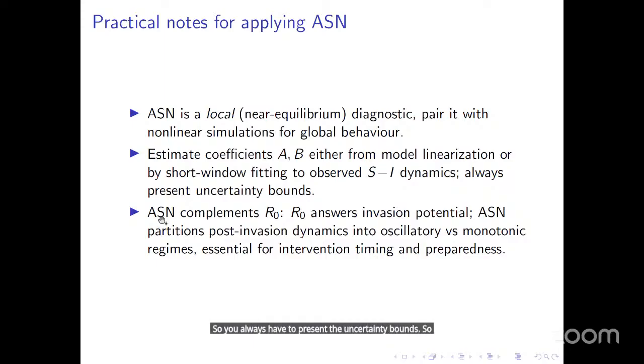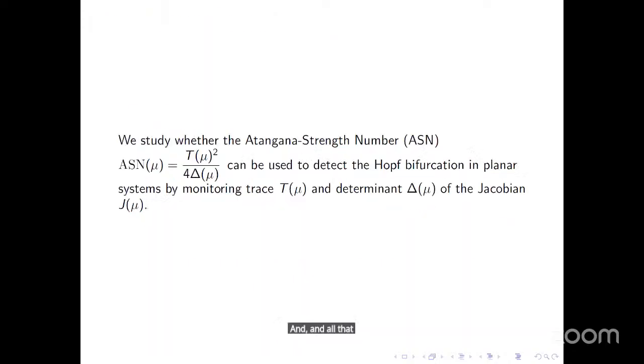Another one is that, like I've said before, it complements the reproductive number, which is R0. R0 answers the invasion potential, and the Atangana strength number partitions post-invasion dynamics into oscillatory or monotonic regimes, essentially for intervention timing and preparedness. Let's say maybe if you have an outbreak and all that.